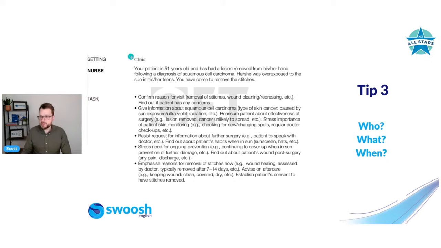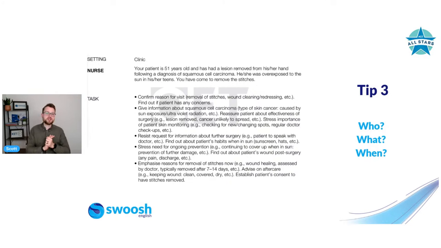Okay. Great, guys. So who is the patient? They're a 51-year-old person, with their name being the name the interlocutor has given. What is their condition? Well, they've had a diagnosis of squamous cell carcinoma and they've come to remove the stitches from the lesion. When did this happen? We know that there was a previous diagnosis of squamous cell carcinoma. We know also that they've had sun exposure previously in their life. We know that the wounds were assessed by the doctor, and the stitches need to be removed after 7 to 14 days. These are the things that we can go on in terms of how long this process has been going on.